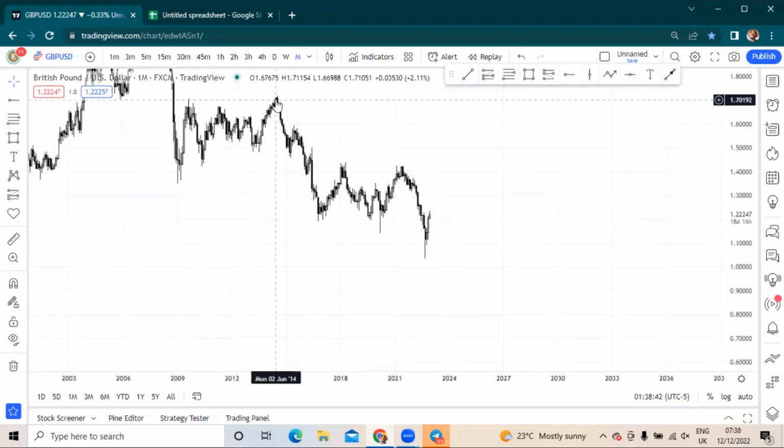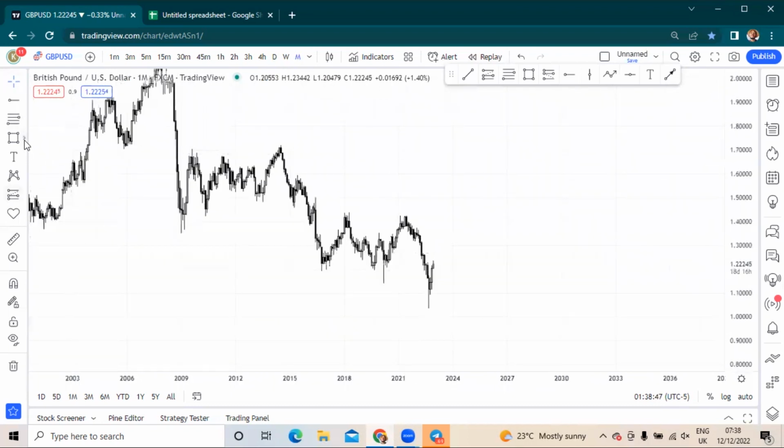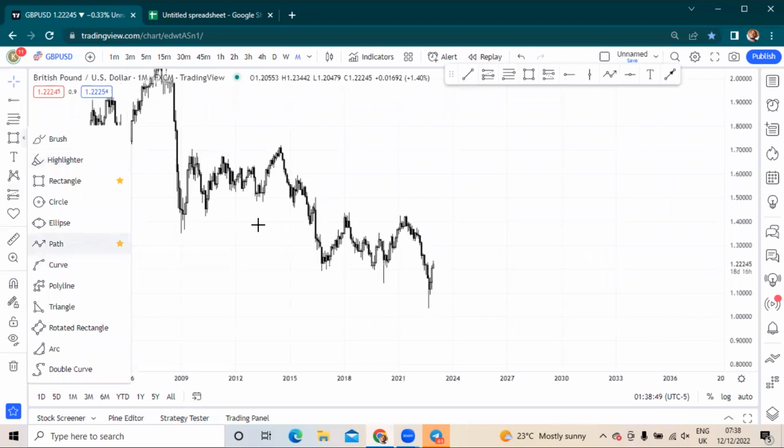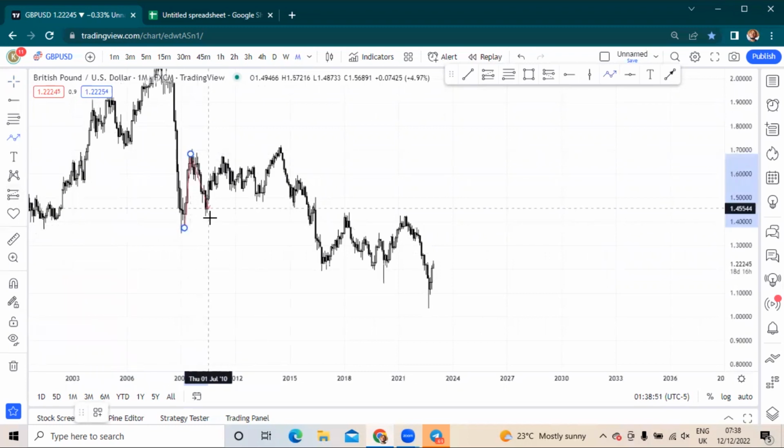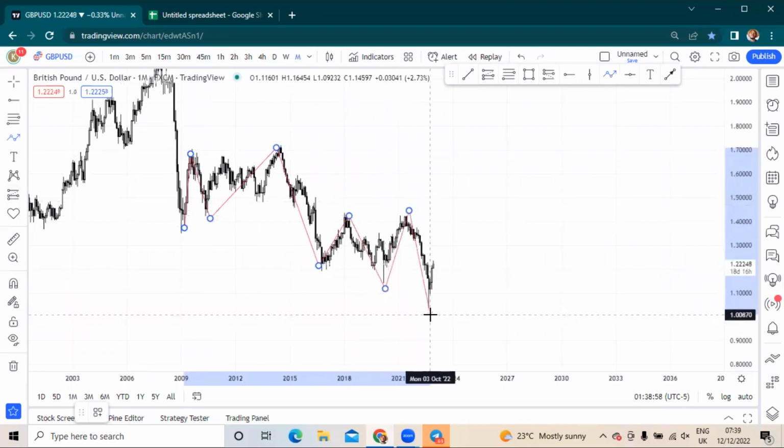Price is making lower highs and lower lows. Look at it. Price is making lower highs, lower lows. You see it. So we are just very bearish. And now we are in this level, and price has pulled back to this level.